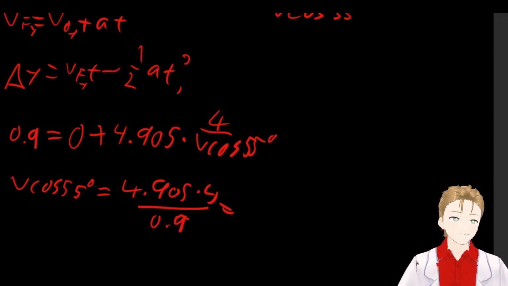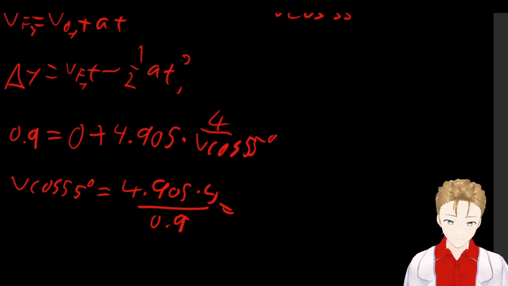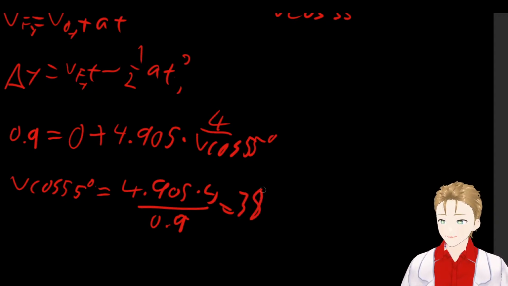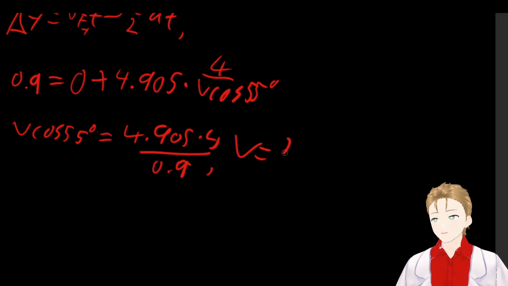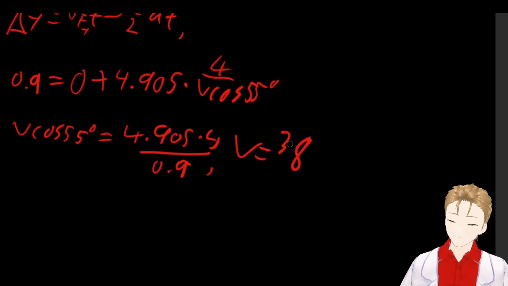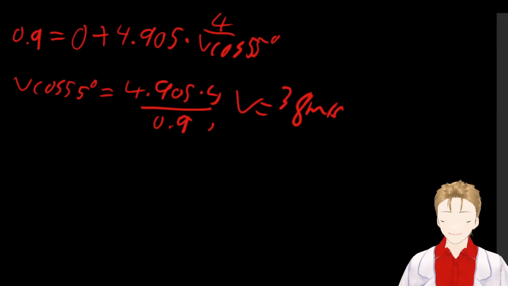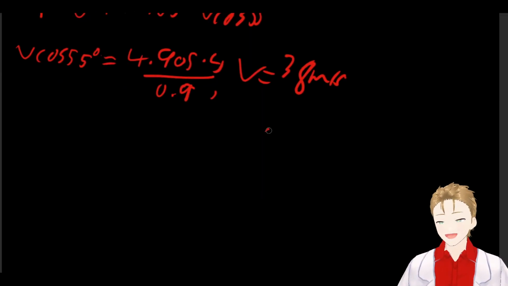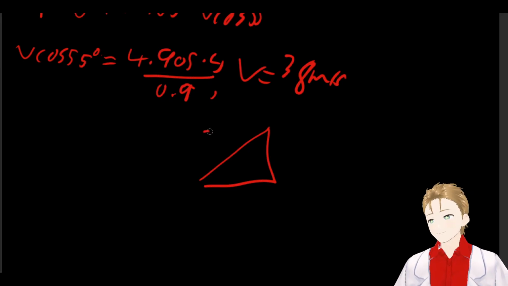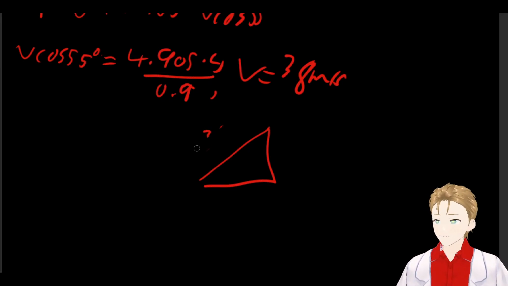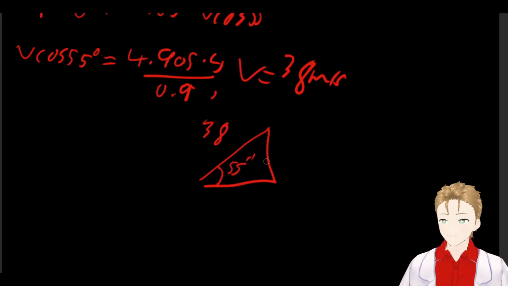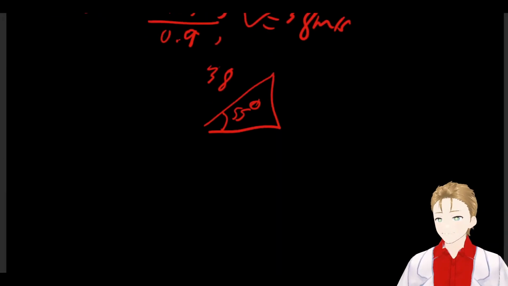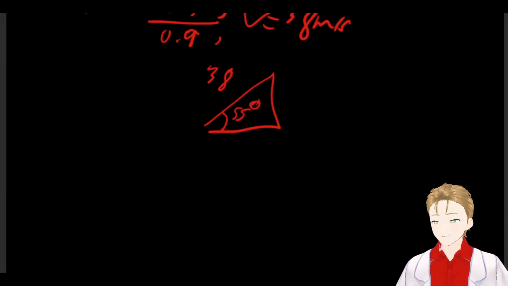What about cosine of 55 degrees? 38. Okay, there should be 38. Let me just do this. My v is equal to about 38 meters per second. Now that we have that, we can just screw everything else, because now we can see it. If this is 38, and this is 55, then everything else comes together very conveniently.